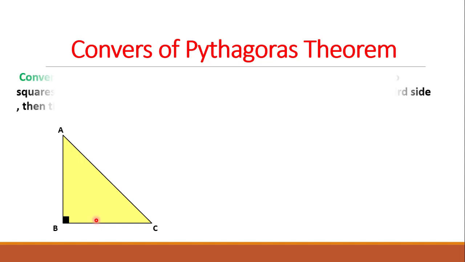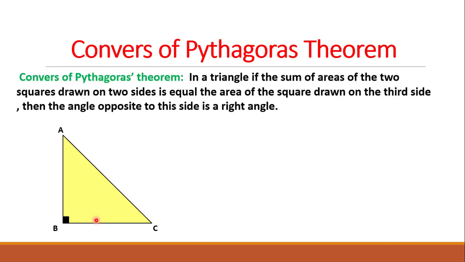The converse of Pythagoras theorem: in a triangle, if we have any triangle, and the summation of areas of the two squares drawn on two sides equals the area of the square drawn on the third side, then the angle opposite to this side is a right angle. So this triangle is a right angle triangle. Okay, so this is the converse of Pythagoras theorem.